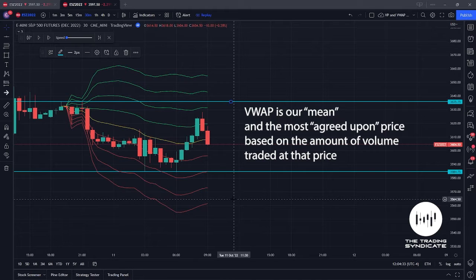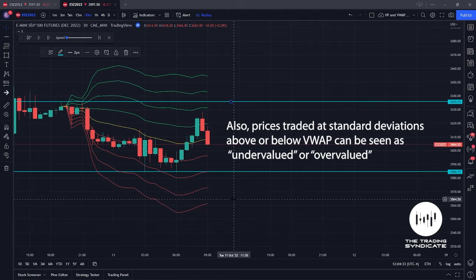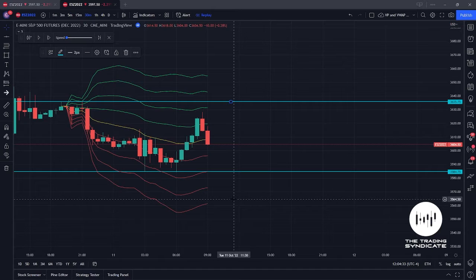Remember, VWAP is our mean and the most agreed upon price based on the amount of volume that was traded at that price. You might also remember that prices at standard deviations above or below VWAP can be seen as undervalued or overvalued. Below being undervalued and above being overvalued.